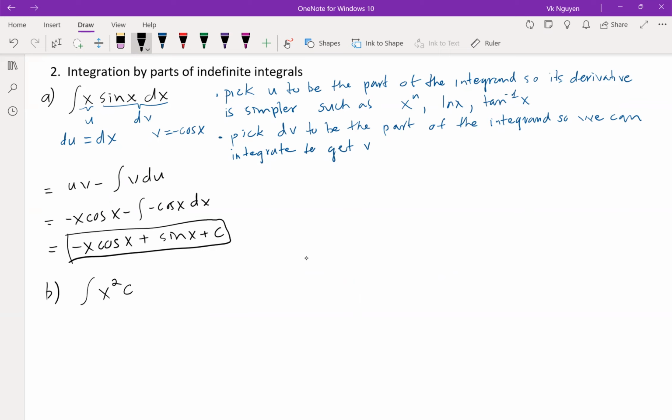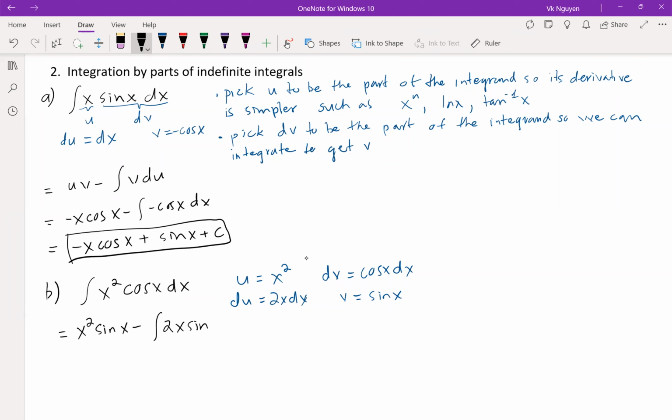B, the integral of x squared cosine x dx. Similarly, we let u equal x squared, dv is cosine x dx, so du is 2x dx, and v is sine x. Integration by parts is going to give us uv, x squared sine x, minus the integral of v du, 2x sine x dx.